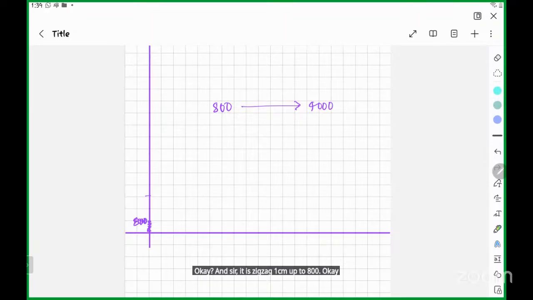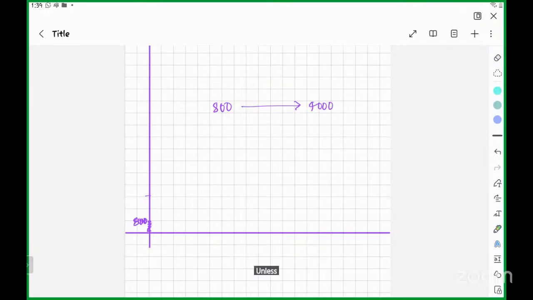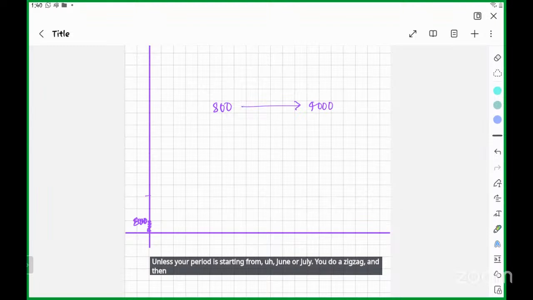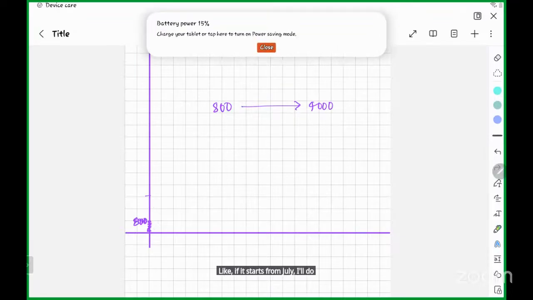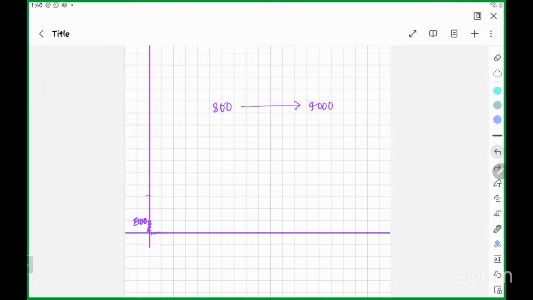Okay? Now, it is not that when I have a zigzag on the vertical, I should have a zigzag on the horizontal. No, you don't do that for the periods. Unless your period is starting from June or July. You do a zigzag and then have from that zigzag up to July. Like if it starts from July, I'll do this. Zigzag, okay? This is Jan. That's July.